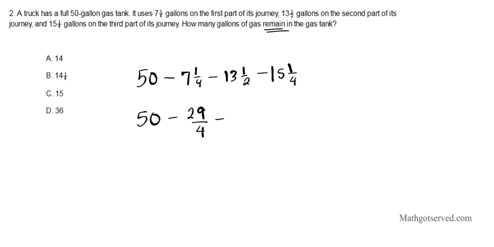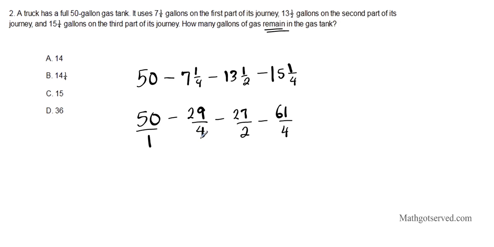29 over 4 minus 2 times 3 is 26 plus 1 is 27. 27 over 2 minus 5 times 14. 14 times 4. 15 times 4 is 60 plus 1 is 61. Okay. All right, so let's make the 50 a fraction too so they'll match.